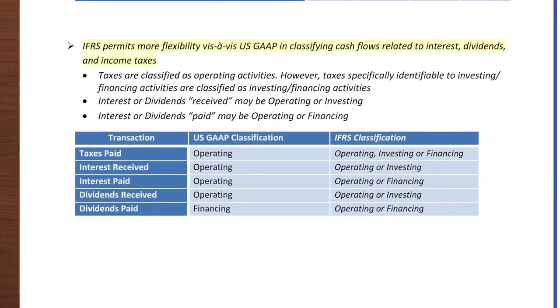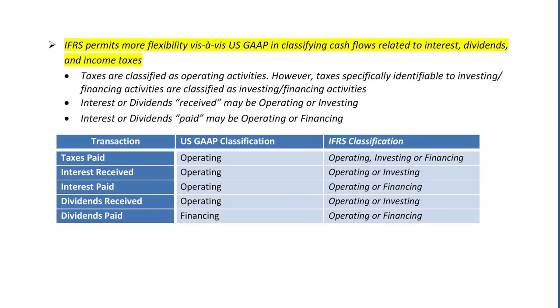So highlight, IFRS allows more flexibility than GAAP in classifying cash flows related to interest, dividends, and income taxes. Even IFRS classifies taxes paid as operating, but allows allocation to investing or financing for portions specifically identified with investing and financing activities. Interest or dividends received under GAAP was operating. Under IFRS, they could be operating or investing. Interest paid under GAAP was operating, dividends paid was financing. Under IFRS, interest or dividends paid could be operating or financing.